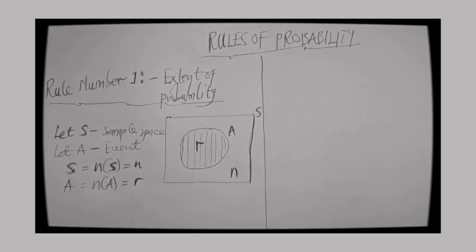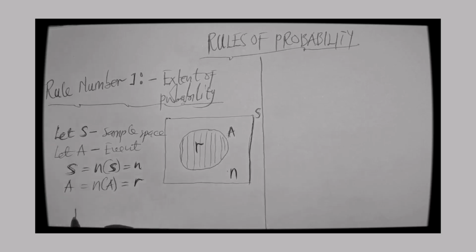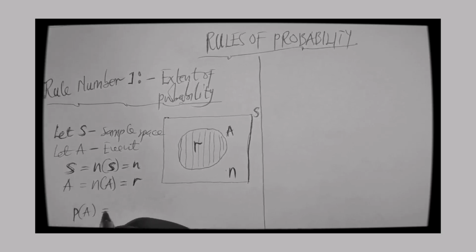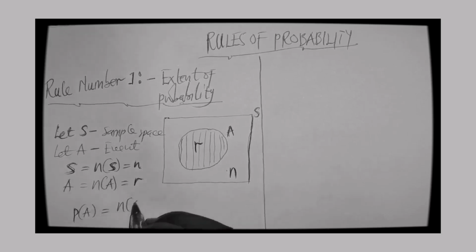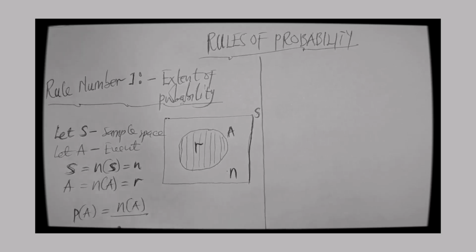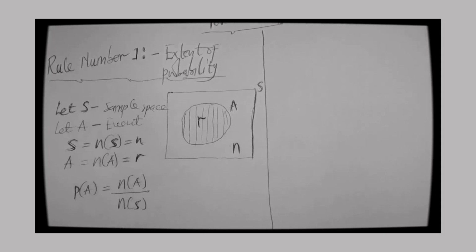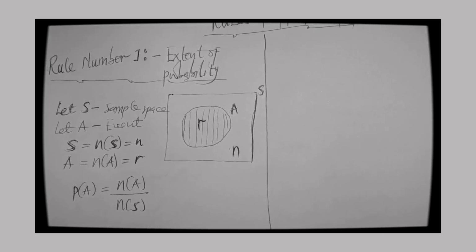Now, if I want to find the probability that the event will occur, I can say that the probability of A is equal to the number of A, the events, over the number of the sample space. I think we saw this in classical probability, the objective view, if you remember.